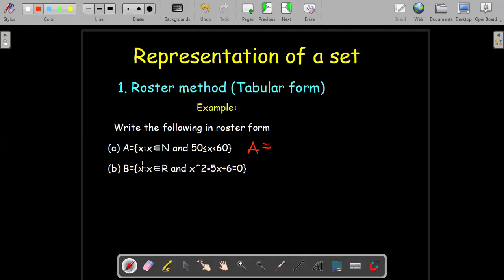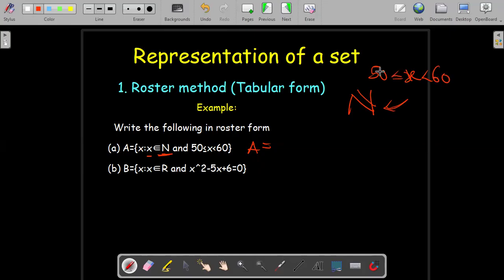The first one here, they're saying A is equal to the set of x such that x is a member of this N here, capital N, which just stands for natural numbers. So they're telling us that x is a natural number. The numbers we're listing are natural numbers, and they're in between 50 and 60. So x is here, and then you have your 60 there.